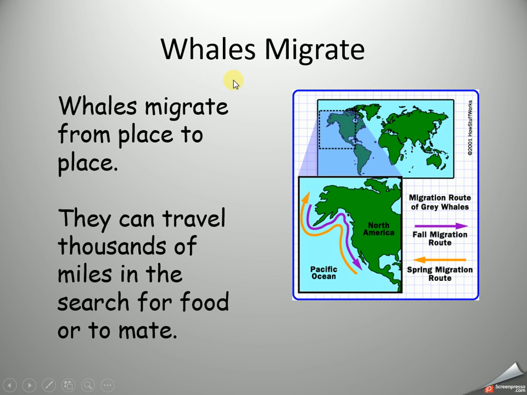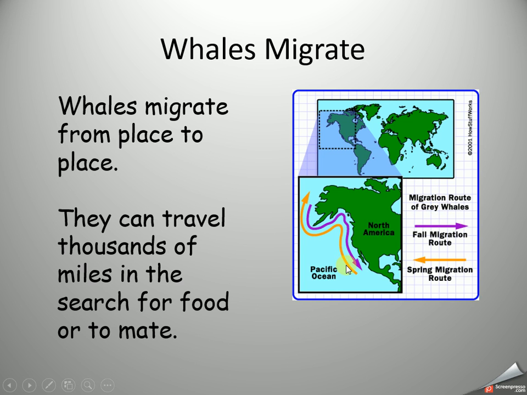Okay, so you have to know about migration. Migration basically refers to how an animal might move from one place to another depending on the season. Sometimes when it's too cold in an area, the animal might move to a warmer area. Birds do this all the time. What whales do is they move from one part of the Americas all the way to another. So you can say this is the migration route of grey whales.